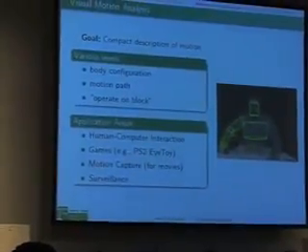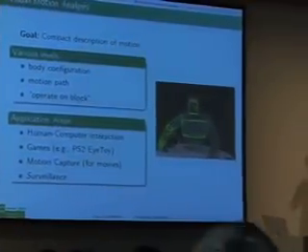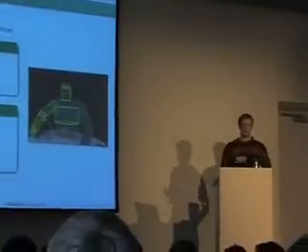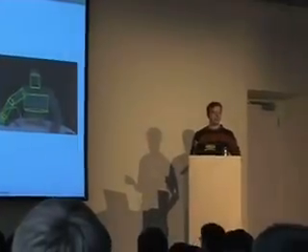So the goal here is to get a compact, computerized, symbolic description of motion. And you can do this at various levels, which are illustrated in the image to the right here. The first level at which you can do motion analysis is the body configuration level. These green cylinders are intended to represent the body, the torso, the head, the arm, and so on.